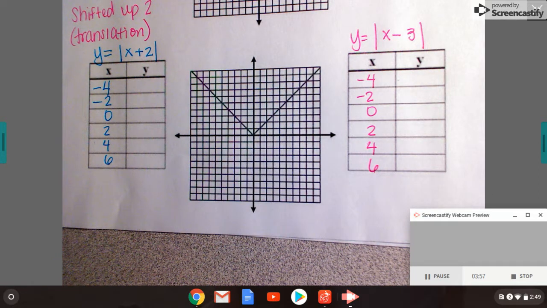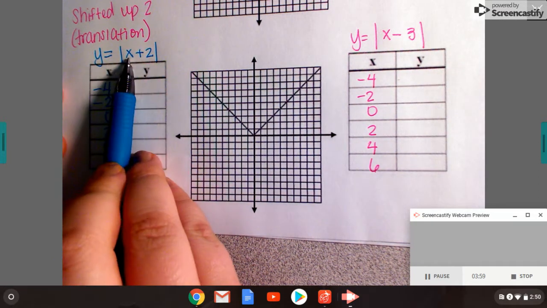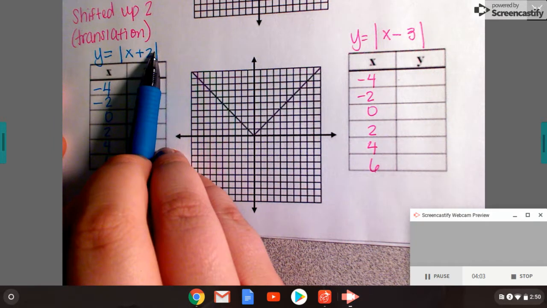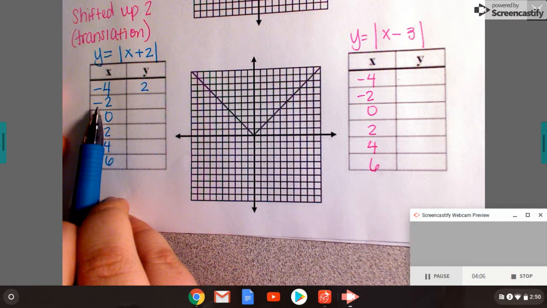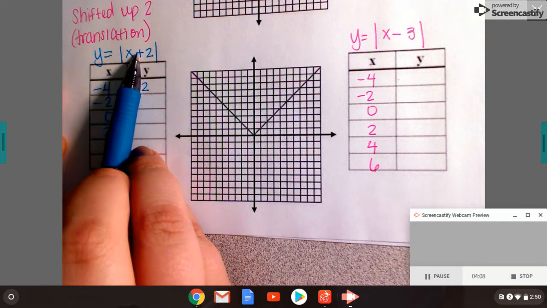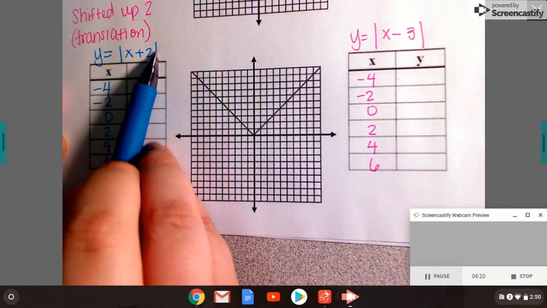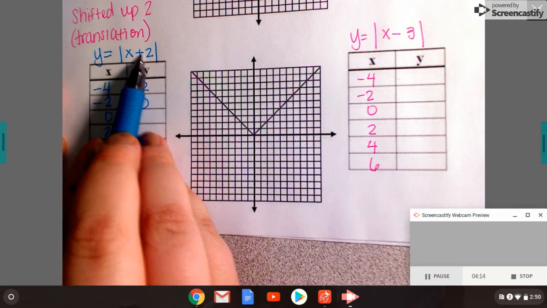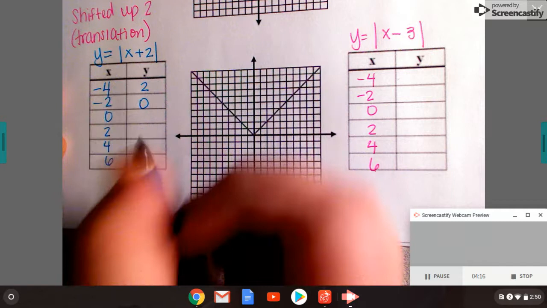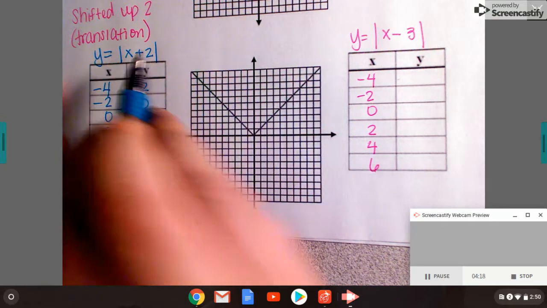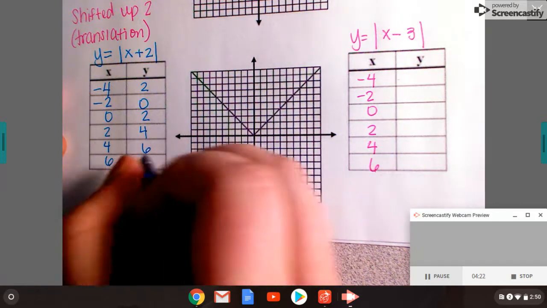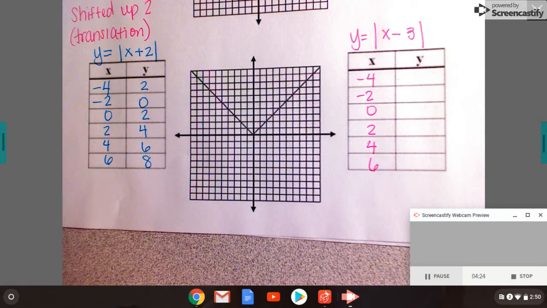And then we're going to solve for our y. If a -4 went in here, -4 plus 2 is -2, and the distance -2 is away from 0 is 2. If I plug a -2 in here, -2 plus 2 is 0. The distance 0 is away from 0 is 0. I put a 0 in here, 0 plus 2 is 2. Absolute value of 2 is 2. Put a 2 in, you get a 4. Put a 4 in, you get a 6. Put a 6 in, you get an 8. Let's go ahead and plot those.